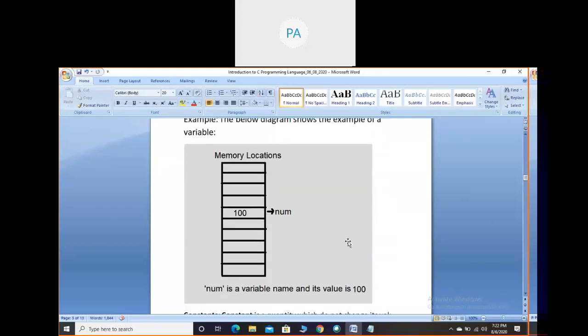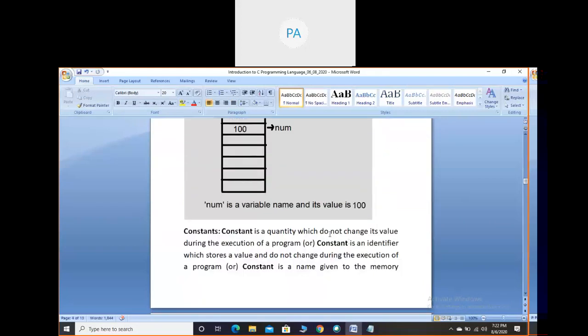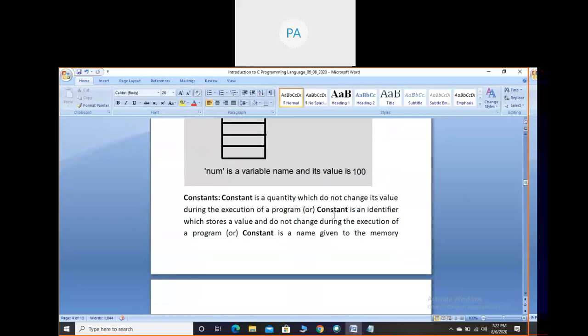Next, coming to the constant. Once you give the value for the constant, it will not change throughout the execution of a program. If you try to change it, you'll get an error. Similar to the variable definition, here also you can say a constant is an identifier which stores a value and does not change during the execution of a program. Always use this phrase, execution of a program, that is from the starting point of the program till the end of the program.